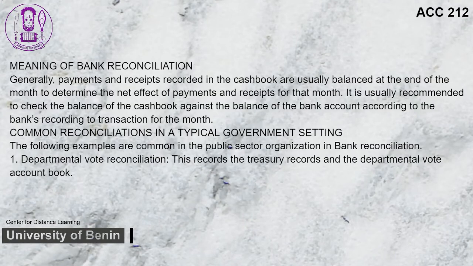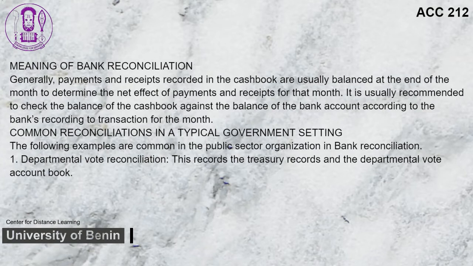Meaning of bank reconciliation. Generally, payments and receipts recorded in the cash book are usually balanced at the end of the month to determine the net effect of payments and receipts for that month. It is usually recommended to check the balance of the cash book against the balance of the bank account according to the bank's recording of transactions for the month.